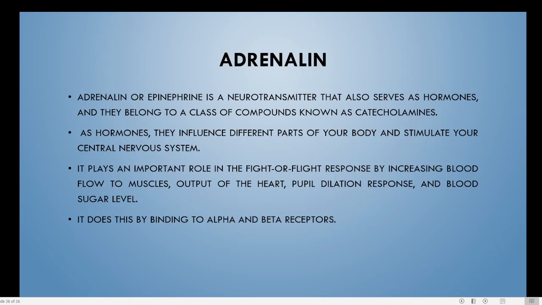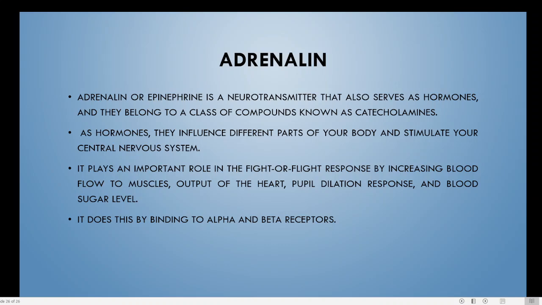Pupil dilation response: the pupil will be dilating so that you will be able to collect maximum light, and your vision will be improving. Then blood sugar level. The blood sugar level will be increasing so that your body will be very strong, very powerful at that time. So that is how the blood sugar level is being influenced by adrenaline. It does this by binding to alpha and beta receptors. There are different receptors within our body for responding to adrenaline. These receptors are known as alpha and beta receptors.